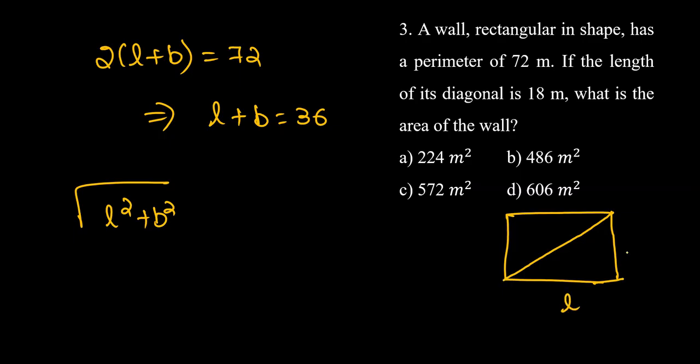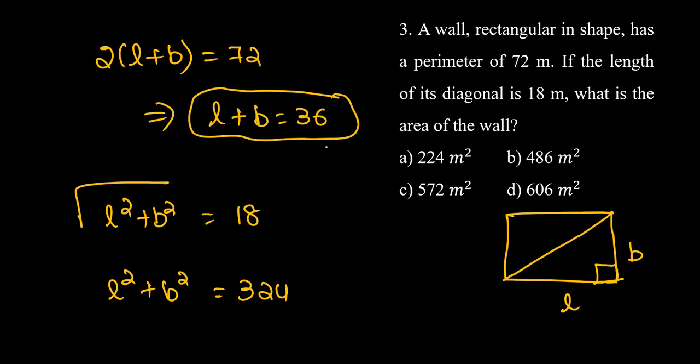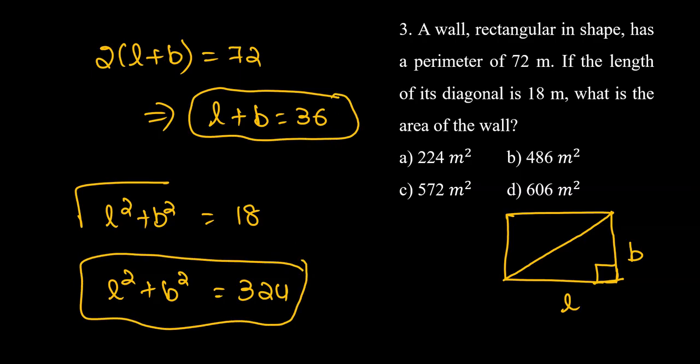In a rectangle, this is length, this is breadth, it's a right angle triangle. We can apply the Pythagoras theorem now. Root of L square plus B square is given as 18. So L square plus B square is nothing but 324. You know L plus B, you know L square plus B square. To calculate the area of the wall you want LB, right? We can do L plus B whole square. This one you do whole square.